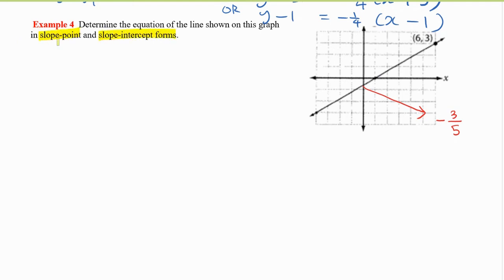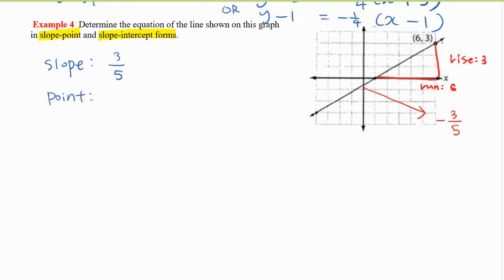Since we just learned the slope point form, let's use the slope point form first. To find the slope point form, we have to find the slope. So let's find the slope. Run is 1, 2, 3, 4, 5. So run is 5, and rise is 3. So rise over run is 3 over 5. The slope is 3 over 5. Okay?